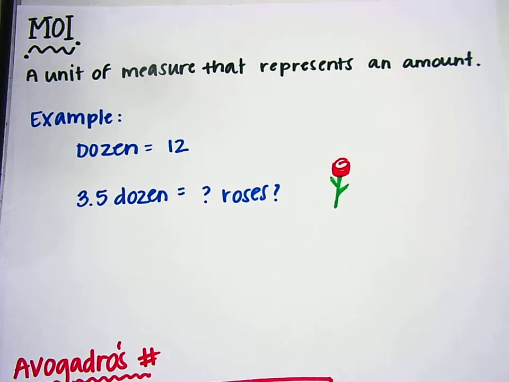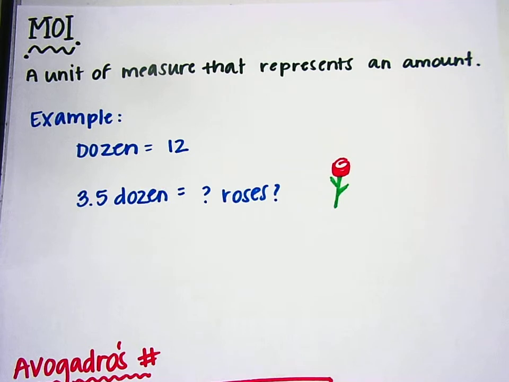Today we're going to talk about the mole, and the mole is a unit of measurement that represents an amount. You probably know a lot more about it in terms of a dozen, and a dozen is something that would be a lot more familiar to you. And of course a dozen means 12. 12 eggs are in a dozen, 12 slices of bread are in a dozen, you name it, there's 12 in a dozen.